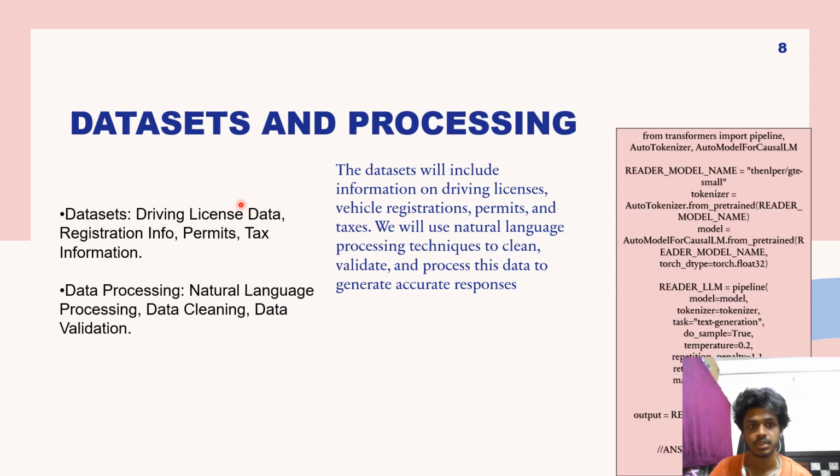Talking about the datasets, all the datasets are taken from government websites. All the information is related to driving license data, registration info, permits, and tax information. And talking about the data processing: NLP processing, data cleaning, and data validation as well. There's a small code which is displaying the answer generation by using AutoTokenizer and AutoModelForCausalLM as well, where it's using a pipeline to generate the output from the model, which is GPT small, which I mentioned earlier.